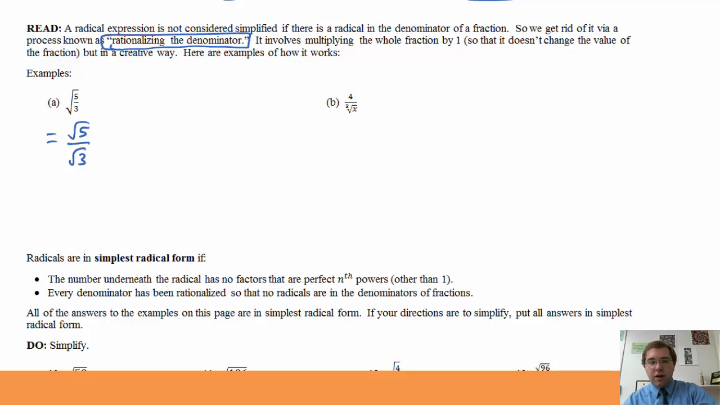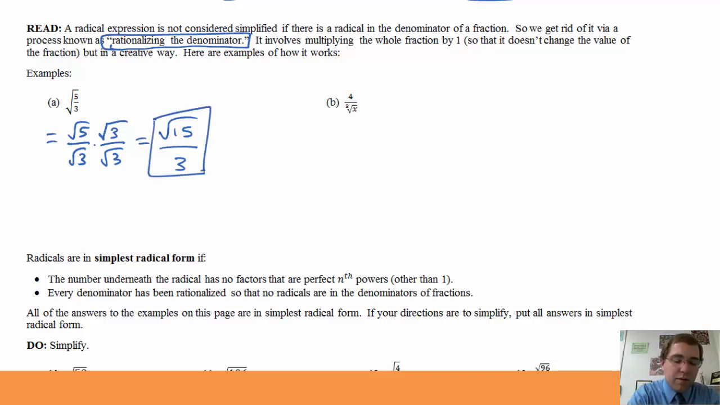I multiply my fraction by 1, but 1 in the form of square root of 3 over the square root of 3. So I'm multiplying by 1, it's not changing the fraction. But multiplying by the square root of 3 over the square root of 3 means on the top I'm going to have the square root of 15, 5 times 3, over the square root of 3 times 3, or the square root of 9, which is 3. So I've magically gotten rid of the square root in the bottom. And it's just a regular 3. And that's considered more simplified than what we started with.